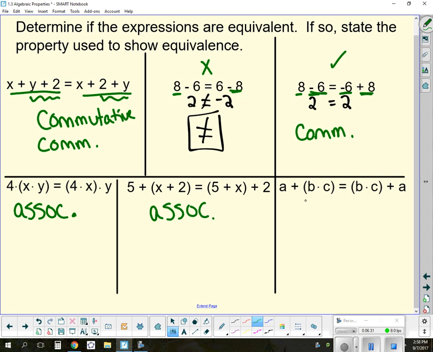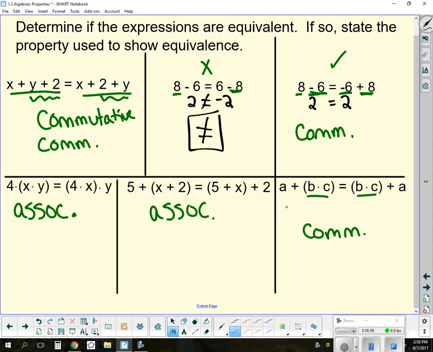Last one, we have some addition and some multiplication. Did our grouping change? No, we still have b plus c. That has not changed. Did our order change? Well, we started with a, b, c, and we went to b, c, a. So we would be thinking about commutative property, but one thing we didn't look at, are they actually equal? If you're not 100% sure, plug some numbers in.